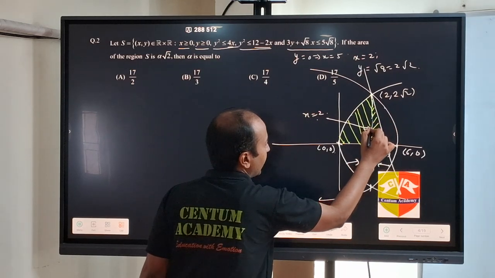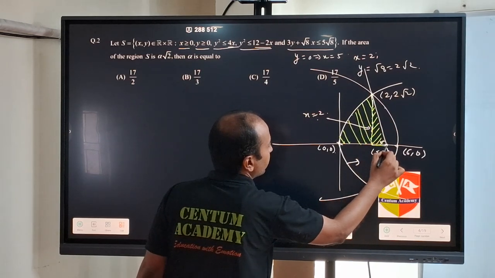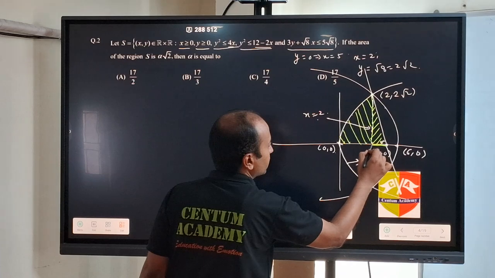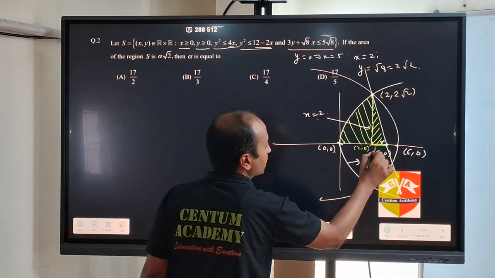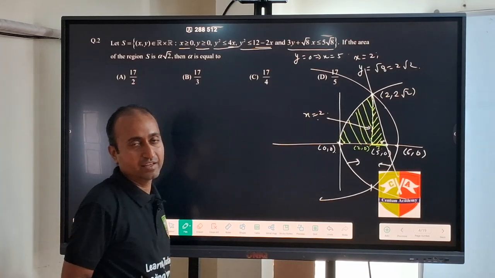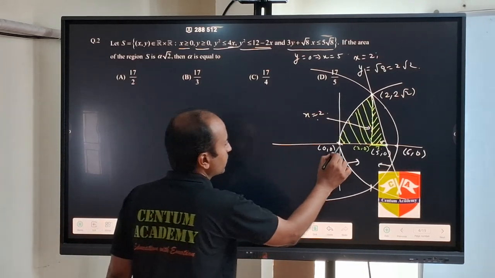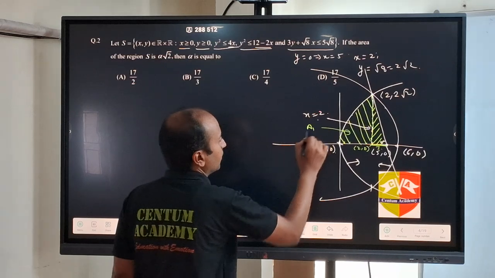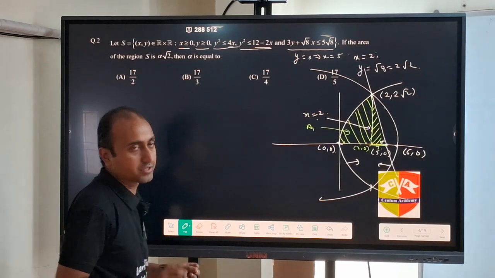That too, it's a right angle triangle. So half base into height, where base is from 5, 0 to this point 2, 0, so 3 units. And the height is 2 root 2 units. So its area can be found very, very easily. So the only integration that we'll need to do is for this area A1. So let me write the full and final expression for the area.